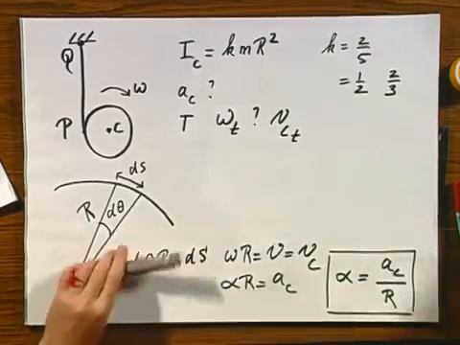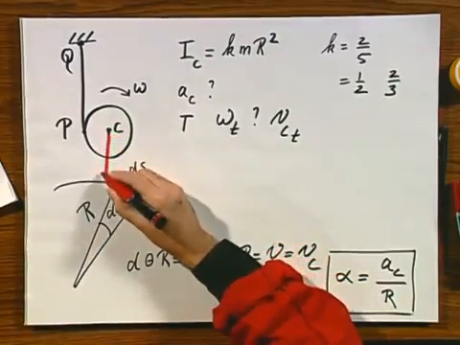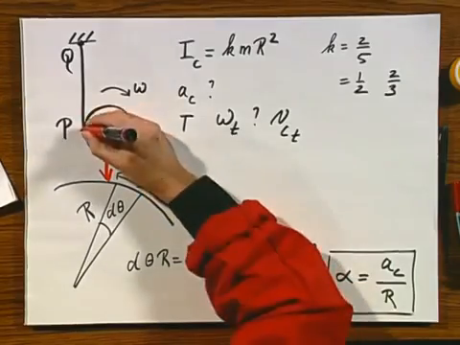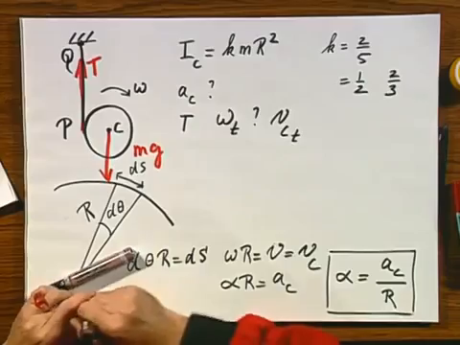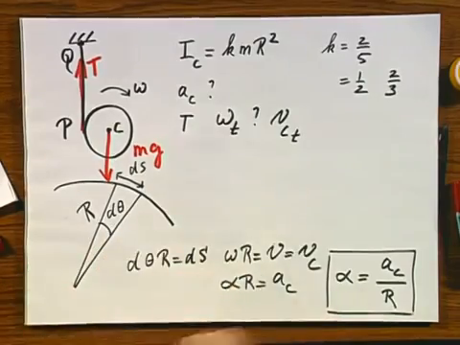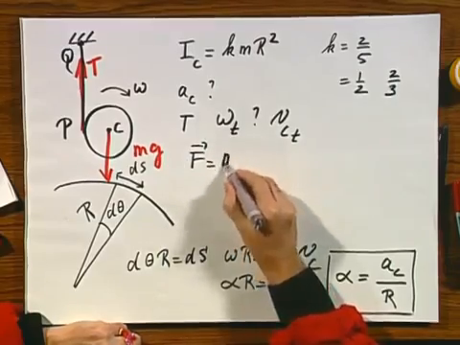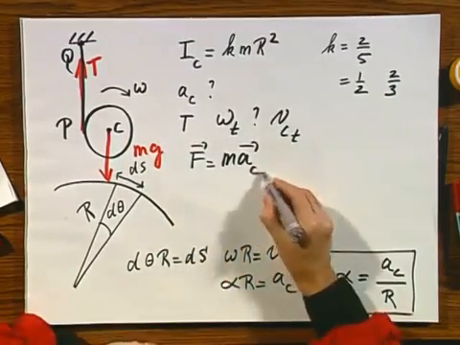Let's put all the forces in here. Here we have mg, and here we have the tension T. And that's all there is on this object. Newton's law must hold. F equals ma. This holds for all the forces on the system.